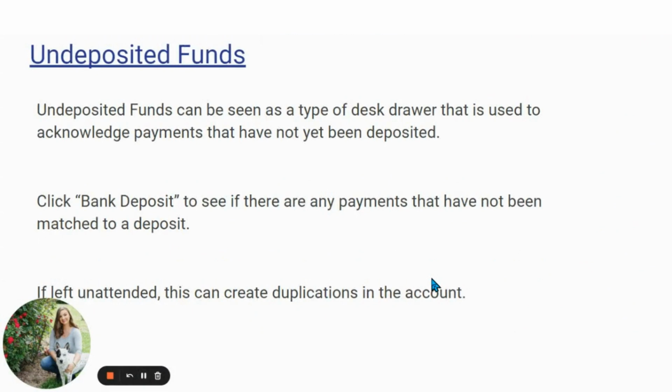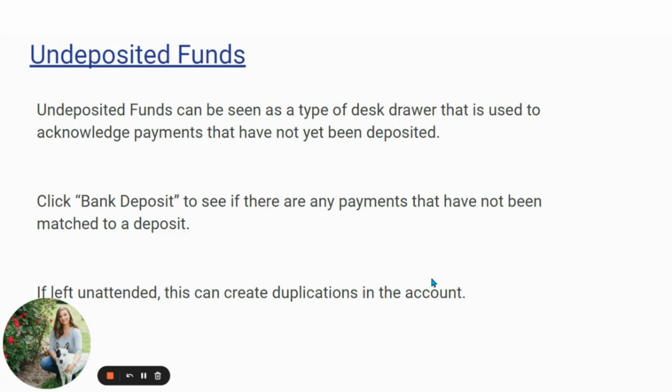All right, now we have undeposited funds. So undeposited funds can be kind of tricky, but basically the way I look at it is a type of desk drawer that's used to acknowledge payments that have not yet been deposited. I always say, let's pretend that someone gave you a check for an invoice and you're going, okay, great, Bob paid me for that invoice that he owed.